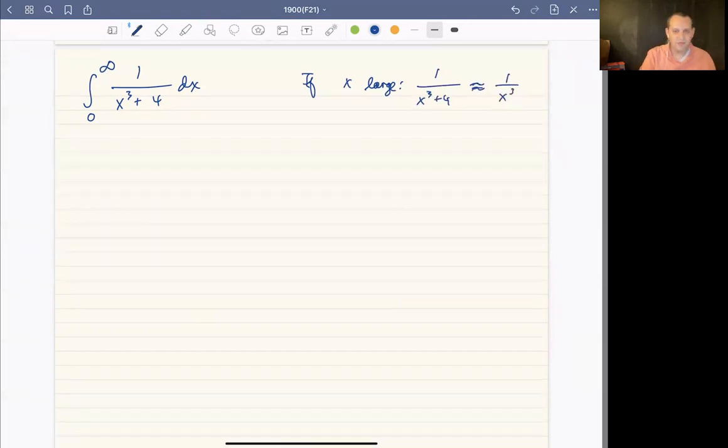Those squiggles don't mean anything in particular, just approximately equal. And that's true, but that's not true when x is small. And the problem is that when x is small, 1 over x cubed has a discontinuity at 0, but this original integral does not. And so what we can do is break this up into the integral from, say, 0 to 1, or 0 to whatever number you like, I don't care, plus the integral from 1 to infinity.